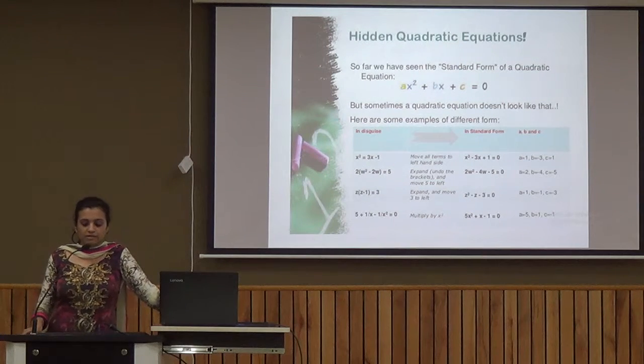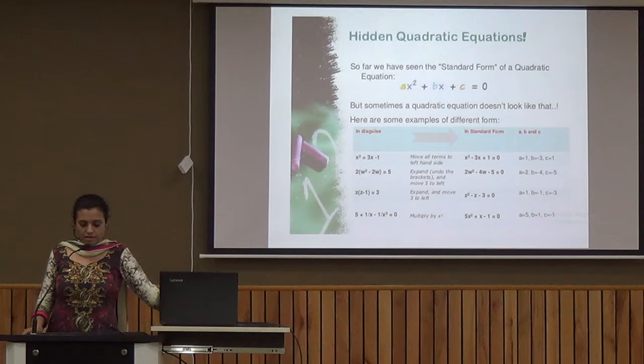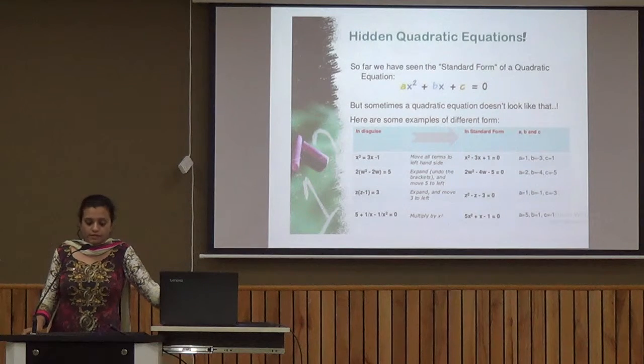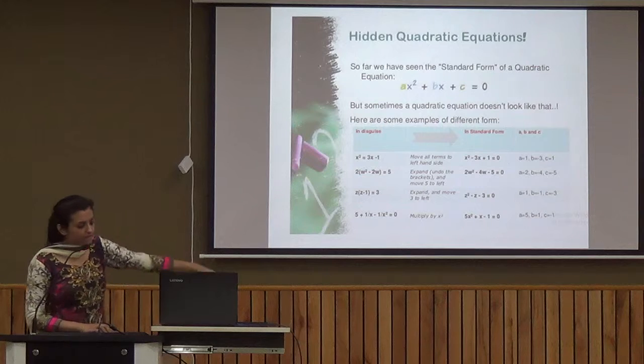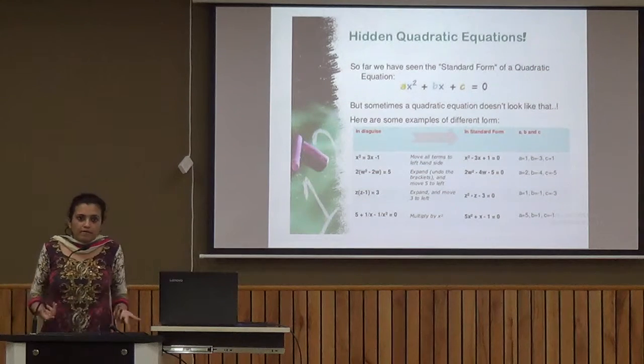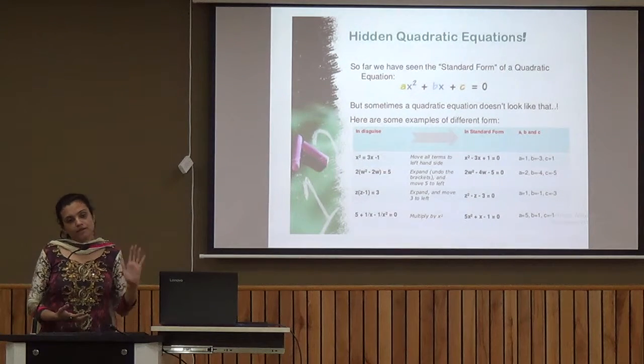So far we have seen the standard form of a quadratic equation, which is ax squared plus bx plus c equal to 0. But sometimes a quadratic equation doesn't look like that. Here are some examples of different forms. Look at the first one. In this guise, x squared is 3x minus 1. Now you would say, ma'am, x squared is 3x minus 1. Where is the standard form? Where is the equation?